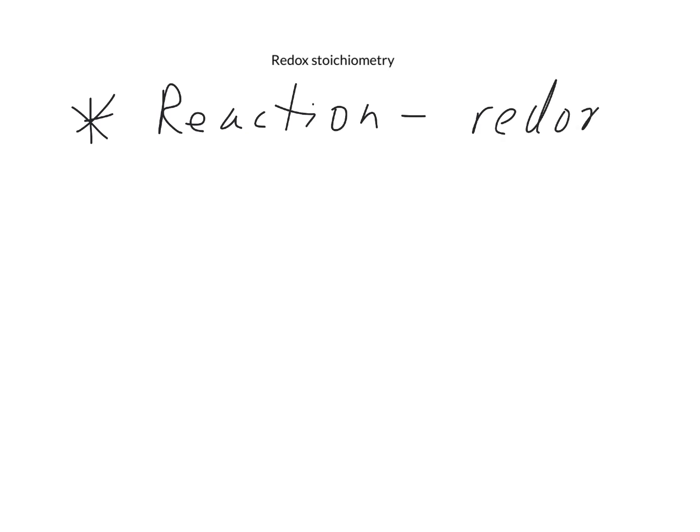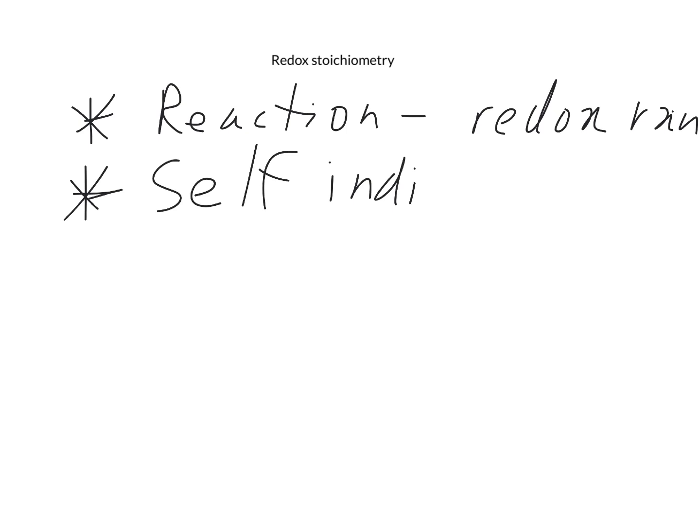The key components of a redox stoichiometry equation are, first of all, most importantly, the reaction that you're dealing with, and the equation that you're dealing with is a redox reaction. Secondly, these reactions are often self-indicating, meaning you don't need other sources of indication such as an indicator or a pH meter or anything like that.